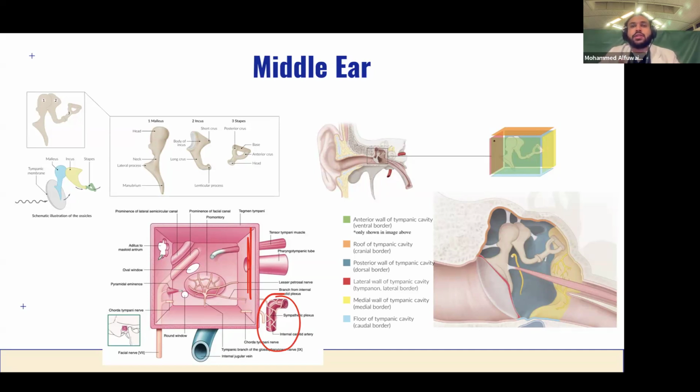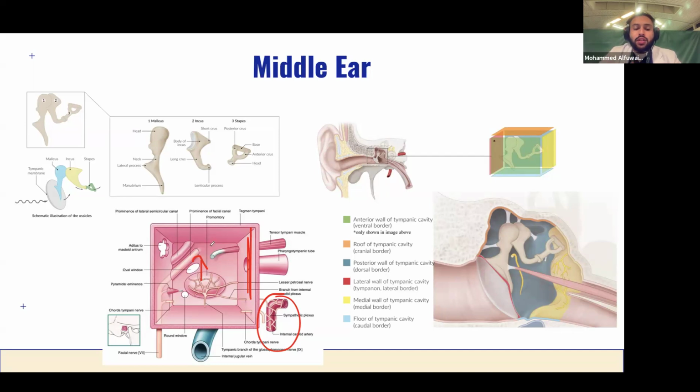Okay. Why is this important? Firstly, if you have an effusion in the middle ear, the pressure in the middle ear will go up. Where is the air going to escape to? Laterally. What will it do? Perforate the tympanic membrane. That's number one. So tympanic membrane perforation. What will this cause? Hearing loss. That's number one.